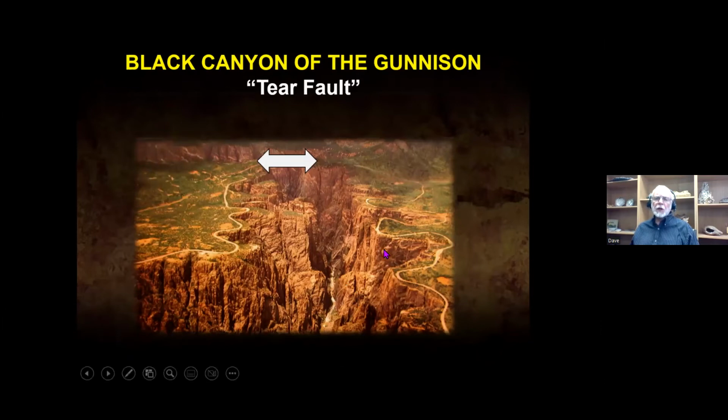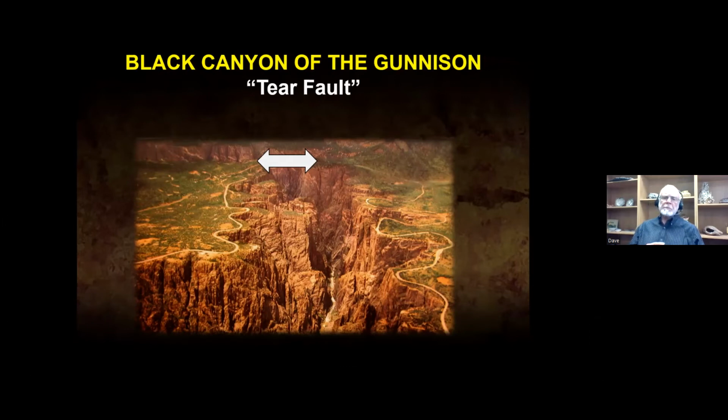1,600 feet below you is the river. And look at this narrow little canyon. And standard geology, one color of lenses, would say, ooh, it took millions of years for that Gunnison River to carve that canyon. Well, guess what? I have a different lens. I would look at that and say, no, that looks like a tear fault.